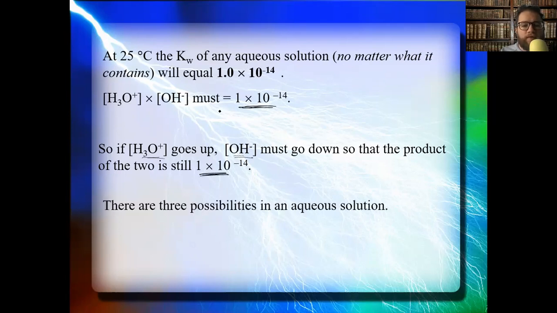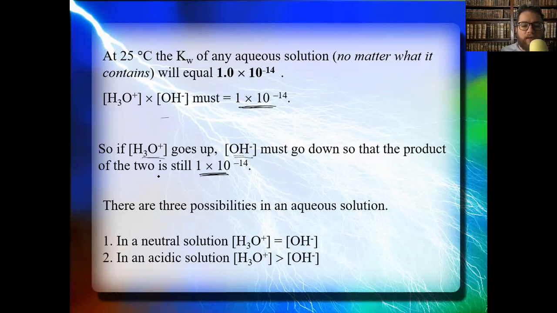So then there are three different possibilities in an aqueous solution. You have a neutral solution, which we just saw there, where the H plus concentration is equal to the OH minus concentration, and they're both 1 by 10 to the minus 7, and you get 1 by 10 to the minus 14 total. In an acidic solution, you'll have the H plus concentration being greater than the OH minus concentration. Again, you multiply the two together, you get 1 by 10 to the minus 14.